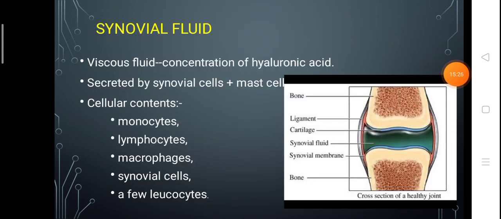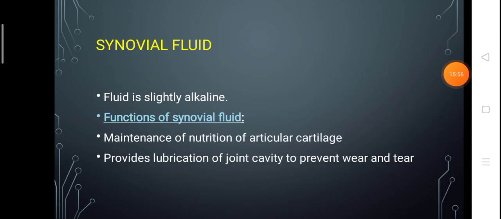Now regarding the synovial fluid, it is a viscous fluid. It consists of hyaluronic acid only, and the viscosity of the synovial fluid depends on the concentration of the hyaluronic acid. This synovial fluid is secreted by synovial cells and mast cells. The cellular contents inside the synovial fluid are monocytes, lymphocytes, a few other leukocytes, macrophages and synovial cells. The fluid is slightly alkaline.